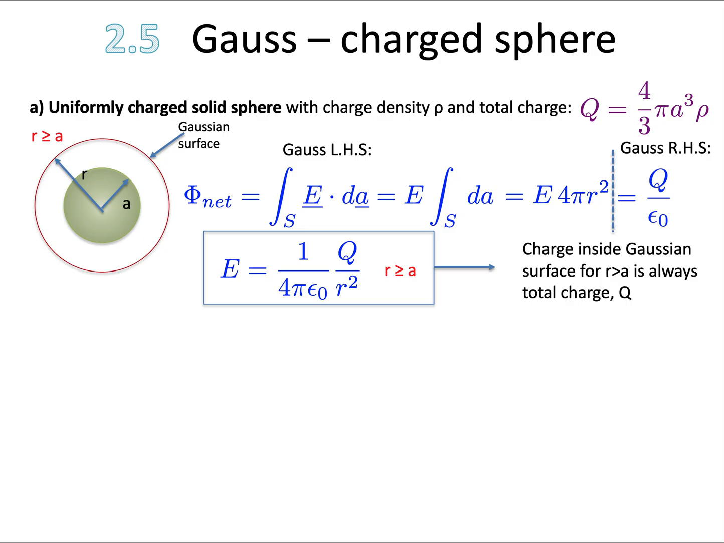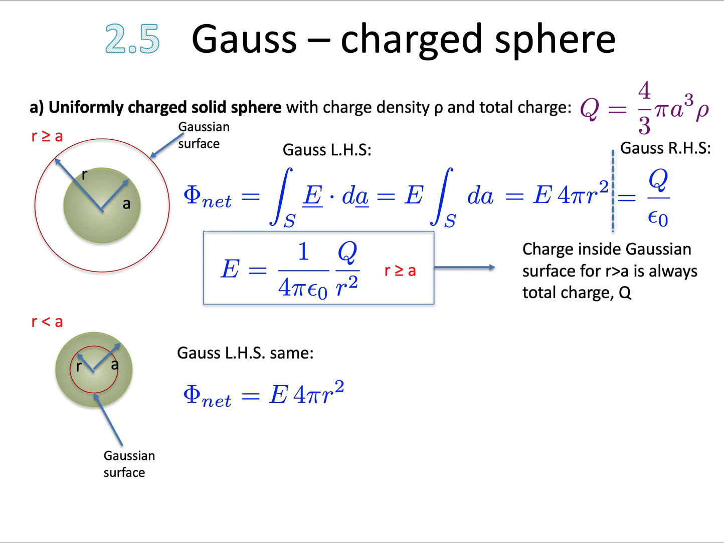The next case we're going to look at is drawing the Gaussian surface inside the solid sphere, so that only part of the charged sphere is inside the surface. Working through Gauss's law, we end up with the same left-hand side. When we integrate over the surface, we still get 4 pi r squared, even though the r is smaller in this case. But then, when writing the right-hand side of Gauss's law, we can't just write the whole charge is enclosed anymore. We have to write the charge enclosed as the charge density times the volume.